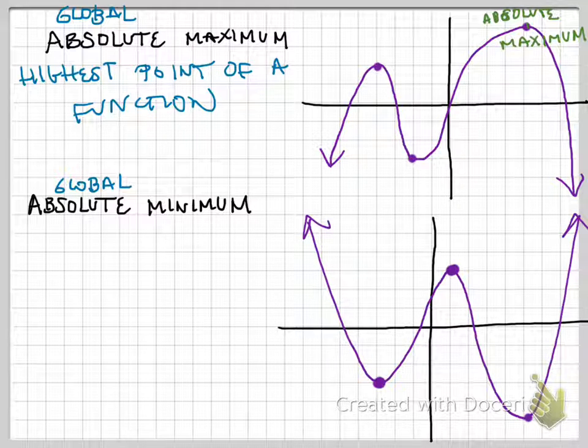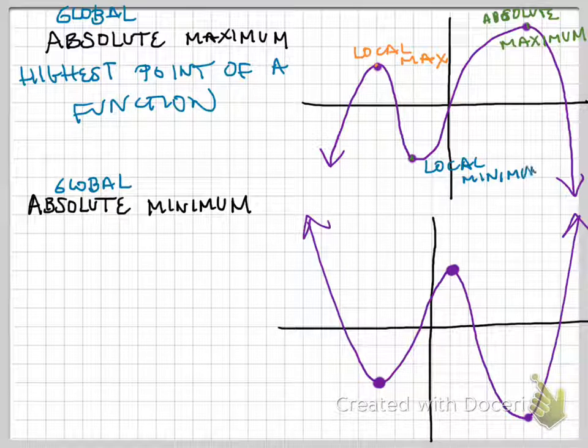Now let's talk about some of the other definition words that we've talked about previously. Our local maximum is actually this point here, local max. You could have several local maximum points, but you can only have one absolute maximum, or sometimes there could be 0 absolute maximum points. Then the bottom point here is our local minimum point. It is lower than all the points near it.